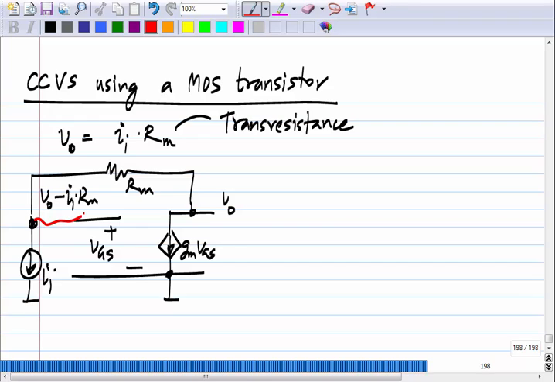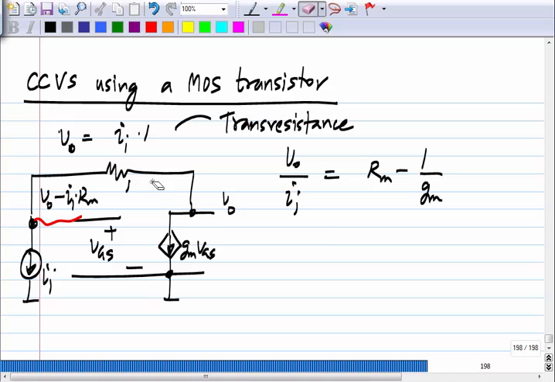Okay. Of course, after that we did the analysis and found that, what was the actual transresistance? Rm minus 1 by Gm. Okay, maybe not the best notation here because this Rm is not the reciprocal of Gm. Let me maybe change this to Rf. Okay, so Rf minus 1 by Gm. And you can see that if Gm is very large, this will be approximately Rf.